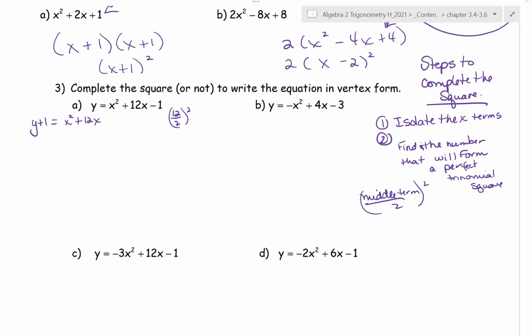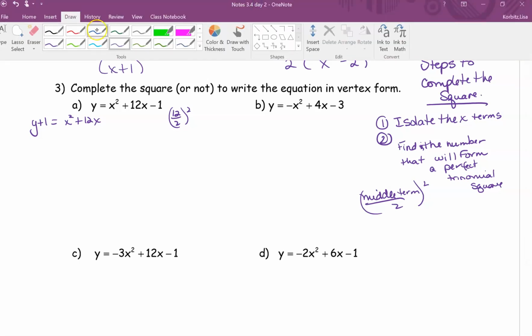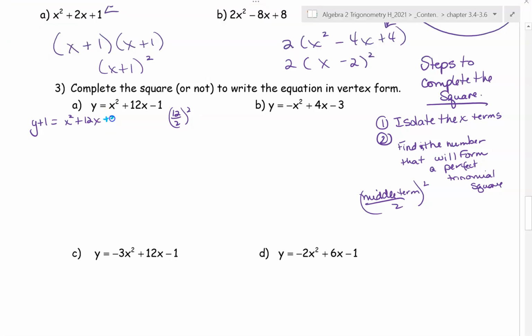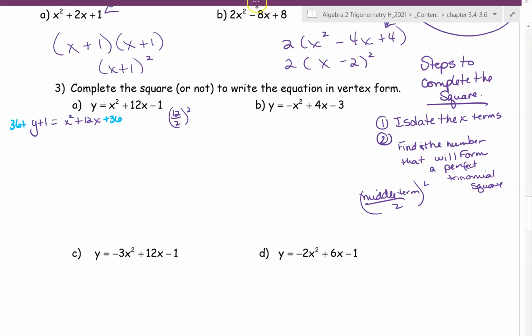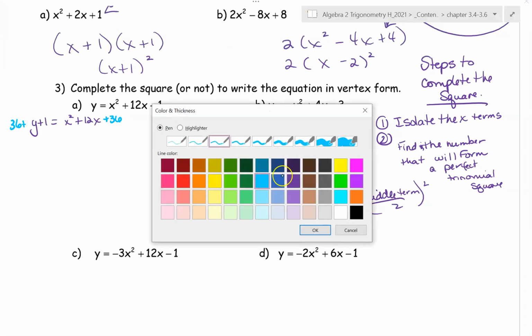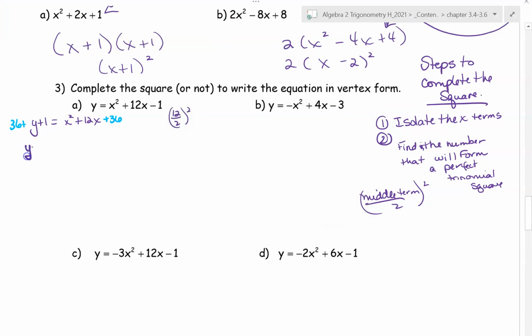So that would be 12 divided by 2, which is 6. 6 squared is 36. Now here's the problem. If you add 36 to the right side of the equation, you have to add 36 to the left side of the equation to keep the equation balanced. So I have y plus 37 equals x plus 6 quantity squared.